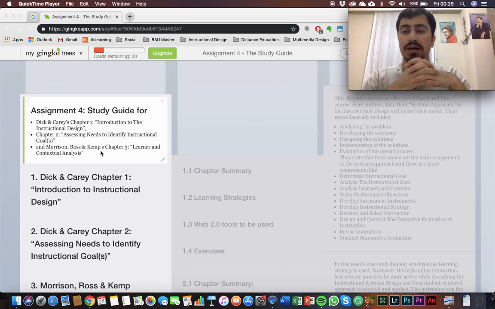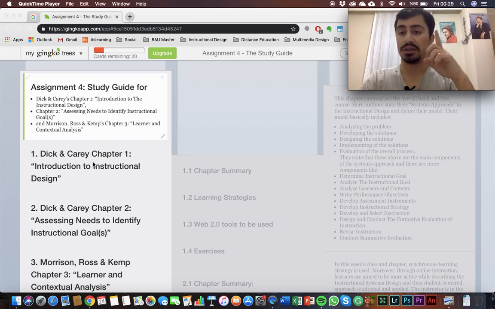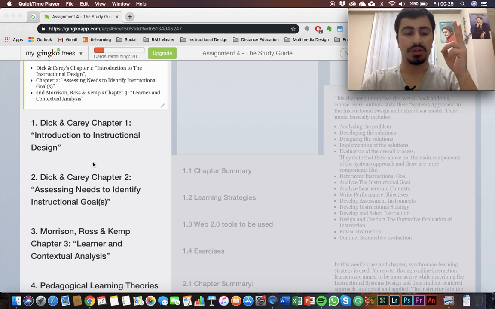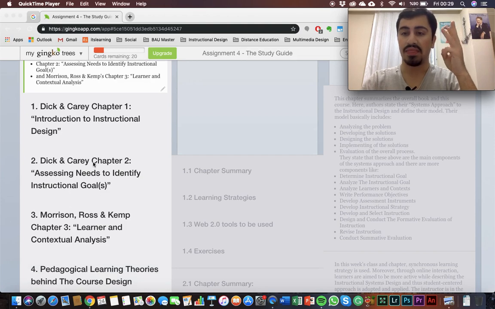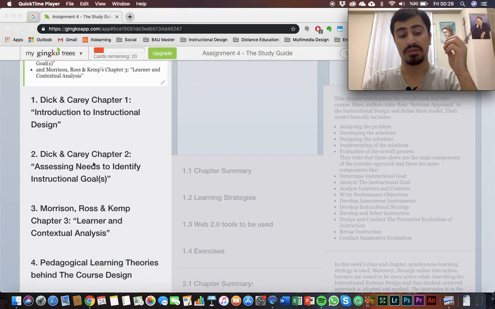So the chapters I picked are Dick and Carey's Chapter 1, Introduction to Instructional Design, Dick and Carey's Chapter 2, Assessing Needs to Identify Instructional Goals, and the third reading is Morrison, Ross, and Kemp's Chapter 3, Learner and Contextual Analysis.